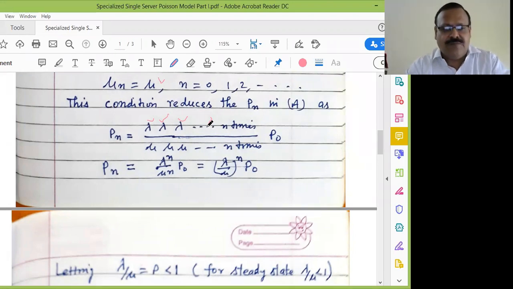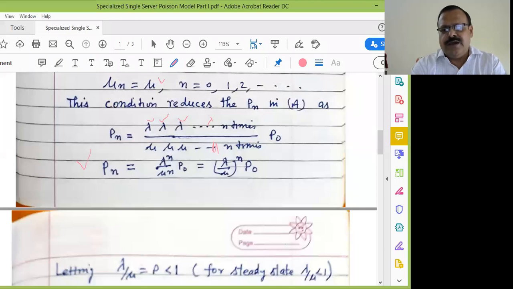Hope you are getting my point. And mu, similarly, the last mu is also mu, but how many times? N times. And therefore lambda to the power n, mu to the power n, and p naught is here. And then this is ultimately the expression for p.